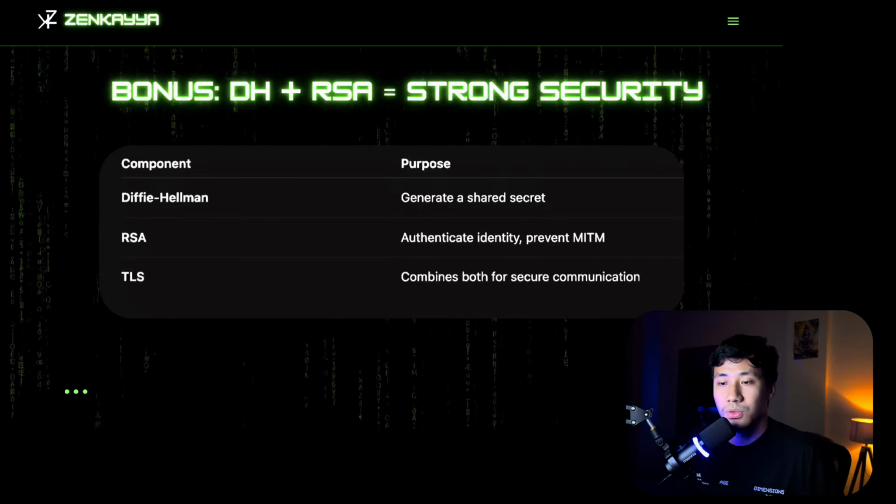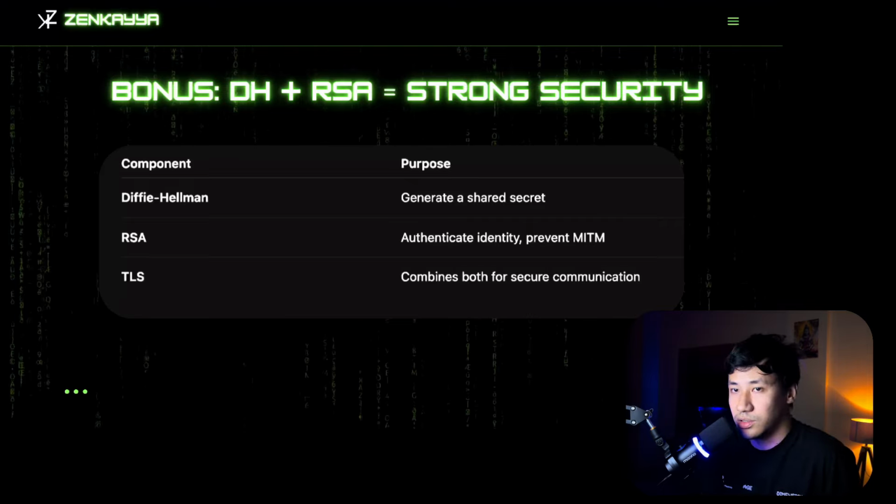The bonus point is DH plus RSA equals strong security. If you use both Diffie-Hellman and RSA, only then does it become strong security. Diffie-Hellman generates the shared key. RSA authenticates identification and prevents MITM, the man-in-the-middle attack. TLS combines both for secure communication. Both symmetric and asymmetric cryptography combine in their own way, so they can share the secret key and authenticate while passing the code. That is how it works.